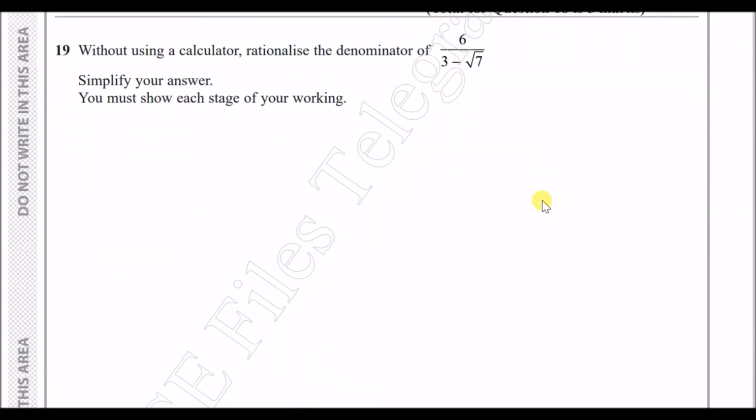Cool. Now 19. Without using a calculator, rationalize the denominator. Alright, this is easily one of my favorite questions, I'm not going to lie. This is really fun to do.